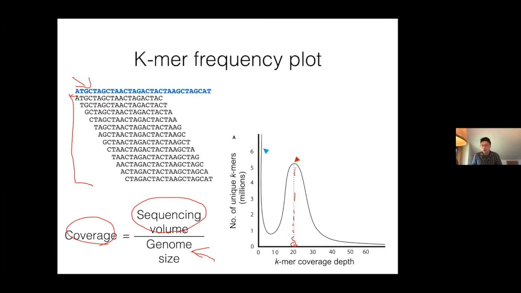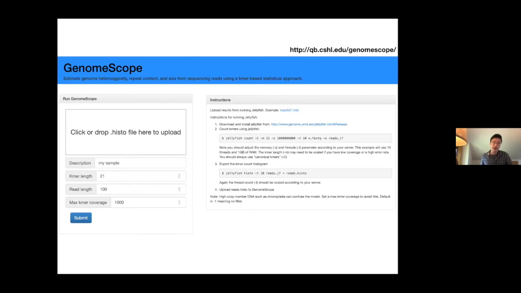This is using the Illumina data. I will talk more about this later. There are several handy online tools that can help you do this. One we use pretty frequently is GenomeScope.